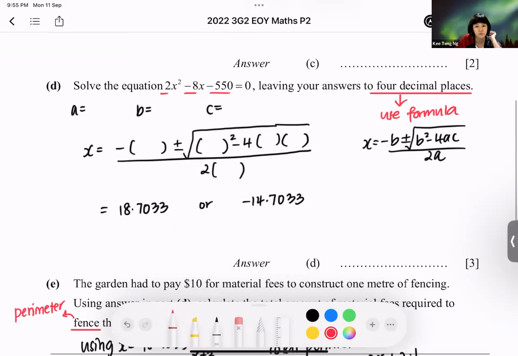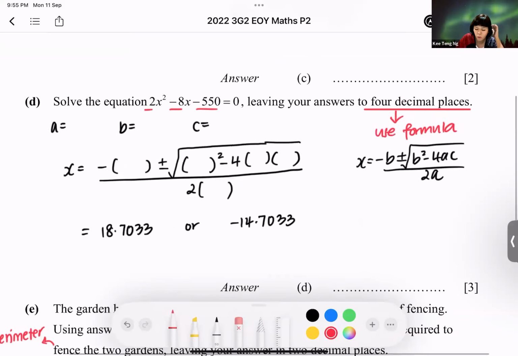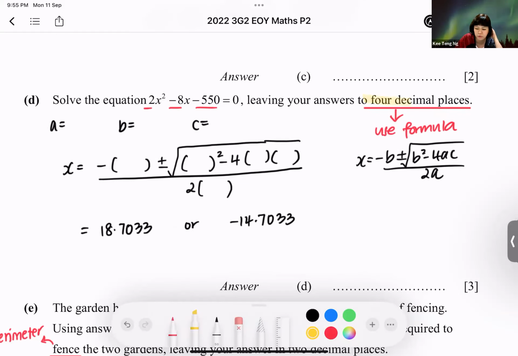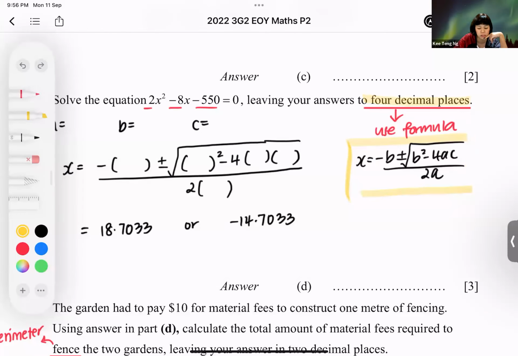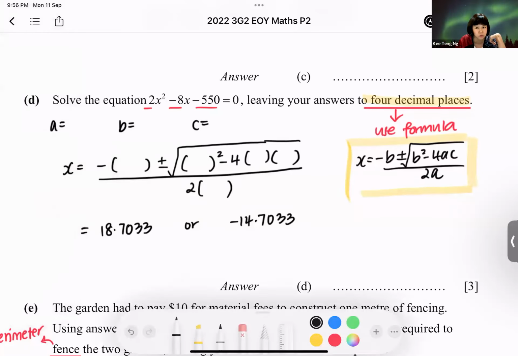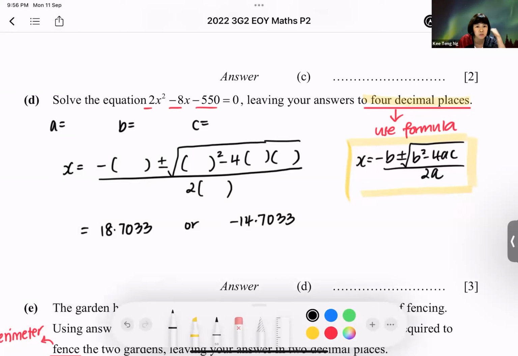How do I know whether I do factorization or use the formula? We read the question. The question says give your answer to 4 decimal places. It's already decimal places, so of course I must use my formula. And what's the formula? x equals negative b plus minus the square root of b squared minus 4ac, over 2a. Please memorize this formula. You need to use it. I know a lot of you use mode 3 or mode 5 on the calculator, but you must show the working. Without the working, giving me the answers has no marks. You must write the working.